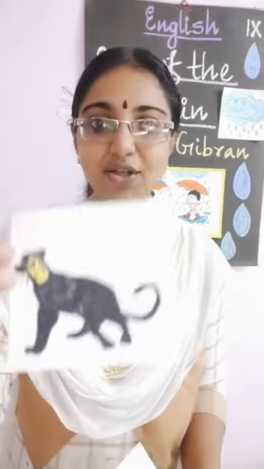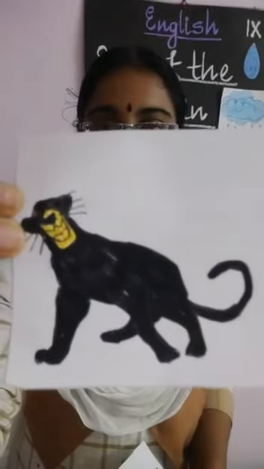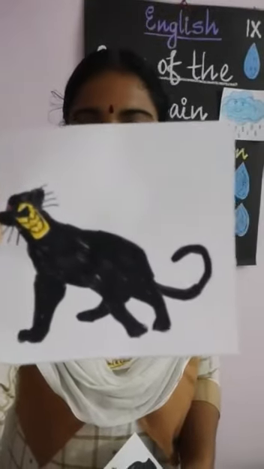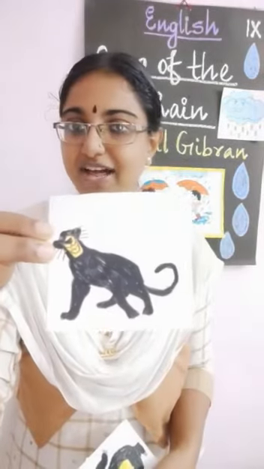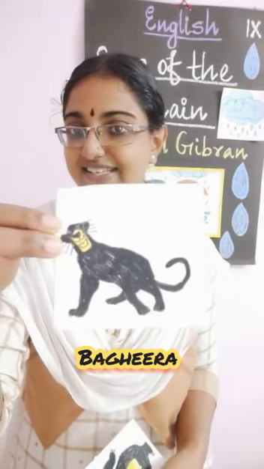Now, I will show you some of the characters of Jungle Book. Let's see whether you are able to identify them. Okay, here goes the first character. Who could this character be? Are you able to identify the character? Yes, Bagheera. It is Bagheera, right? Who is Bagheera? The Black Panther, who is the friend of Mowgli.